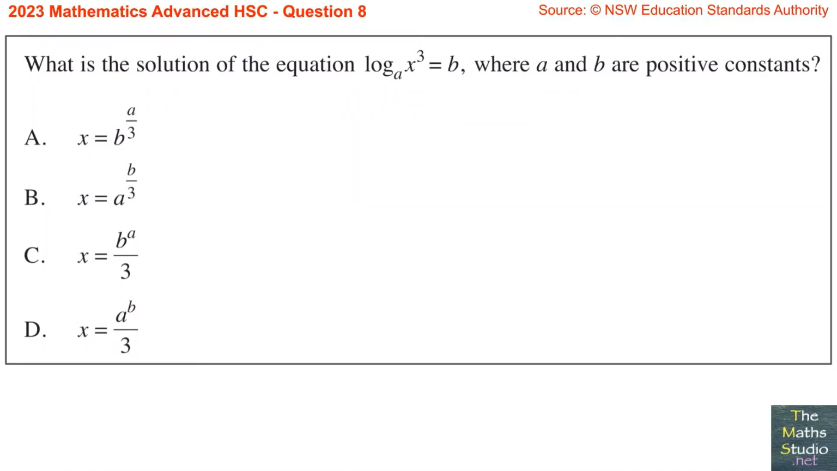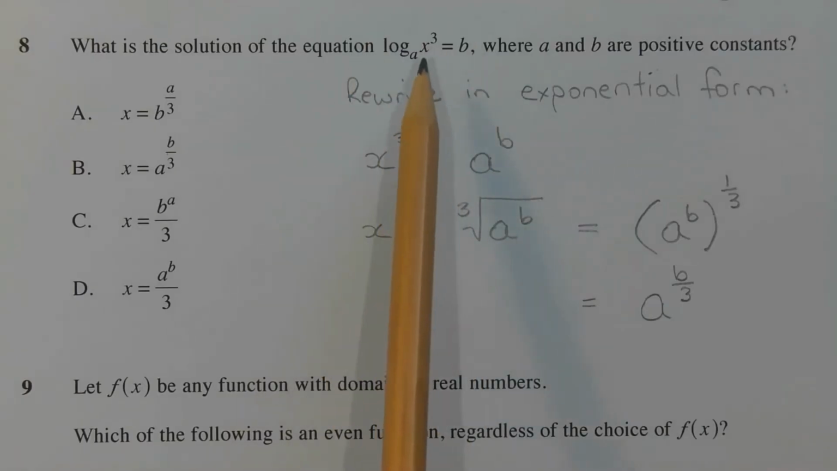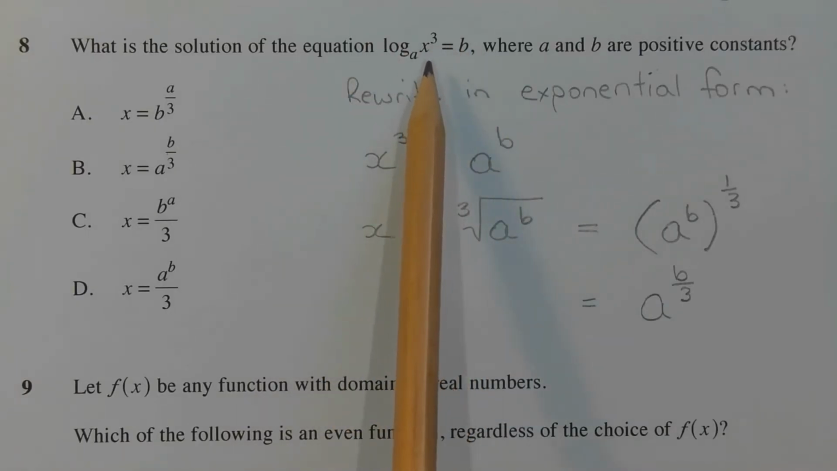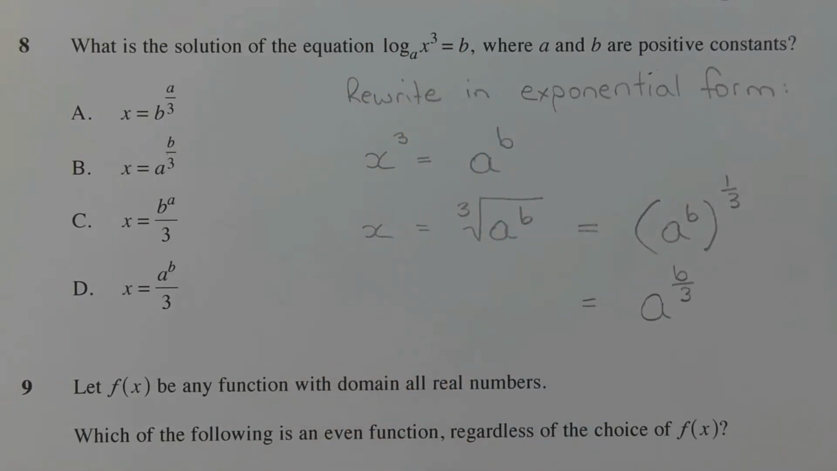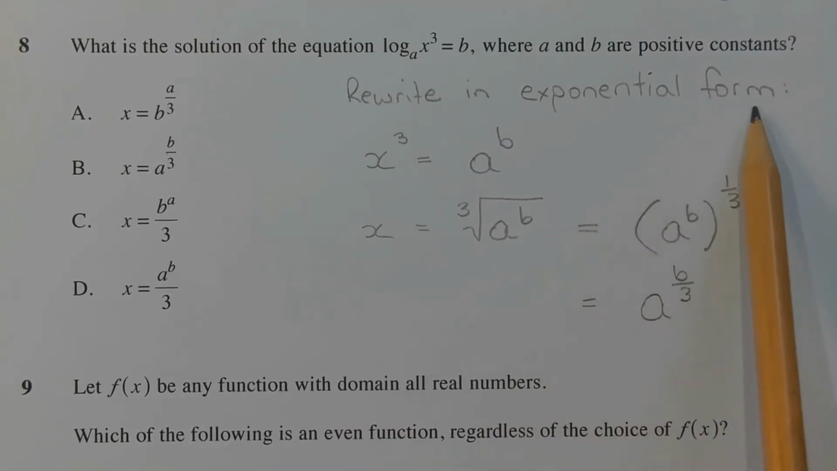Question 8. What is the solution of the equation log base a of x cubed equals b, where a and b are positive constants? What the question is asking for here is to rearrange this equation in such a way as to make x the subject. So my first step is to rewrite this equation from logarithmic form into exponential form.